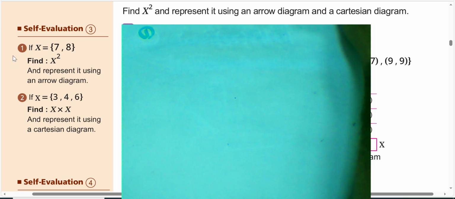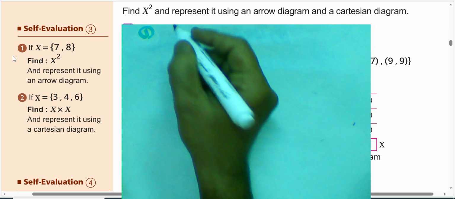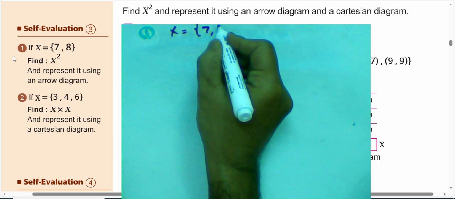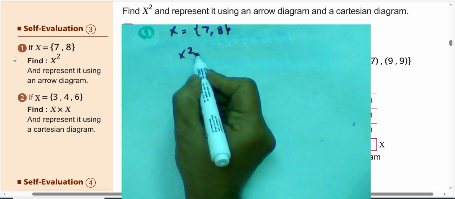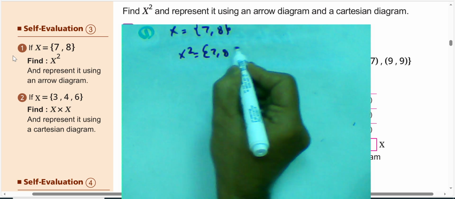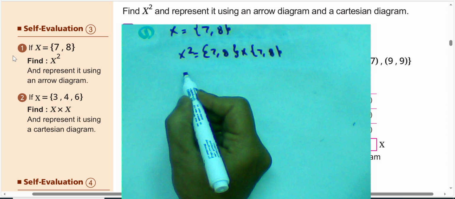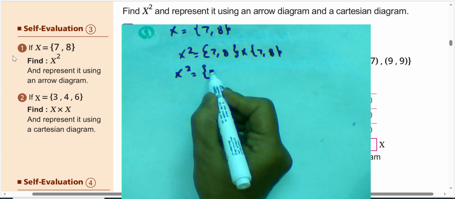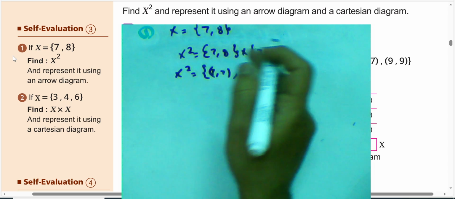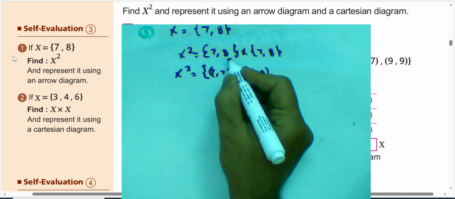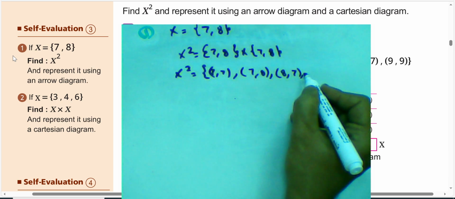We have X equal to {7, 8}, and we want to find X². X² means {7, 8} Cartesian product with {7, 8}. Then X² equals the set of (7, 7), (7, 8). First projection 8 and second projection 7: (8, 7) and (8, 8).